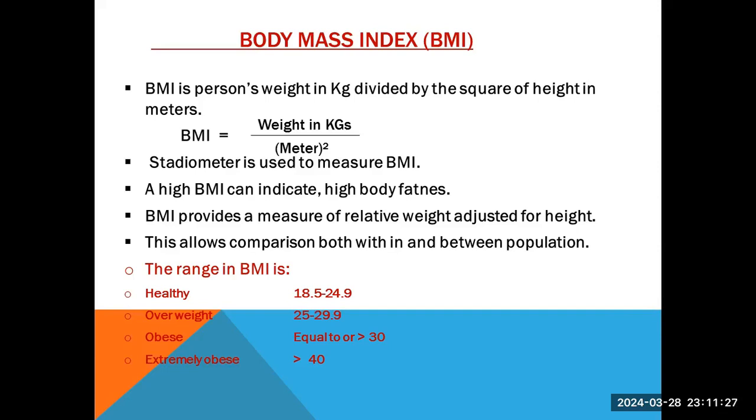And this can be done separately by a simple weighing machine and scale, but there is a specific instrument which is used for this purpose, a stadiometer. A stadiometer is the one which has the weighing machine as well as the measurement of the height. So a stadiometer is used to measure BMI. Whatever result we get tells us about the health state of our body.